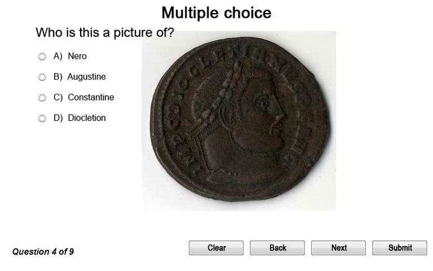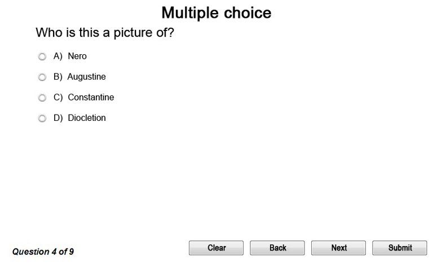Who is this a picture of? Is it Nero, Augustine, Constantine, or Diocletian? Actually, this is a coin of Diocletian, who carried out the great persecution in 303 AD.